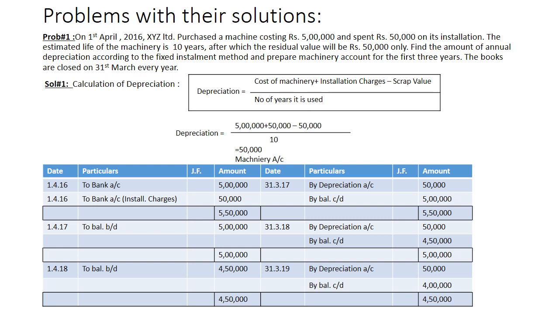Here, the depreciation charge for the first year is 50,000 and the remaining balance will be 5 lakh. The same balance will be transferred to the next year, that is 5 lakh. Again, the next year depreciation charge, that is on 31st/3/18, will be again 50,000. The balance will be 4 lakh 50. The same balance will be transferred to next year opening balance, that is 4 lakh 50. Here again the third year depreciation will be 50,000 and after the third year the balance will be rupees 4 lakh.